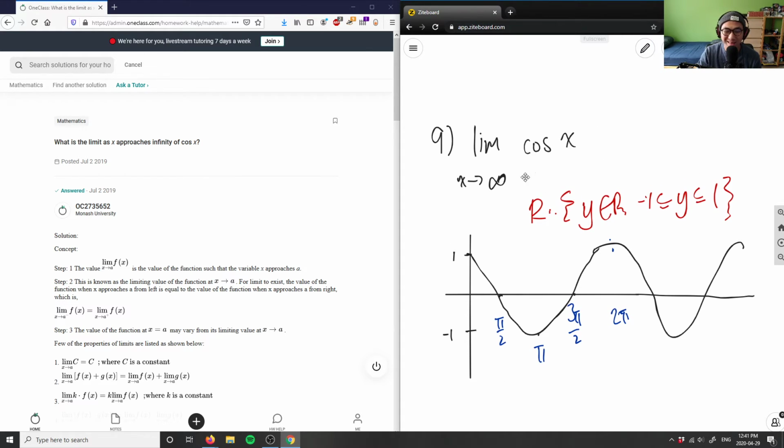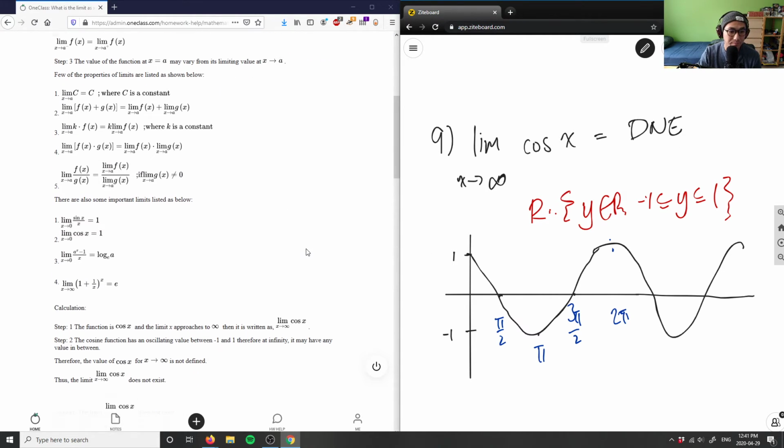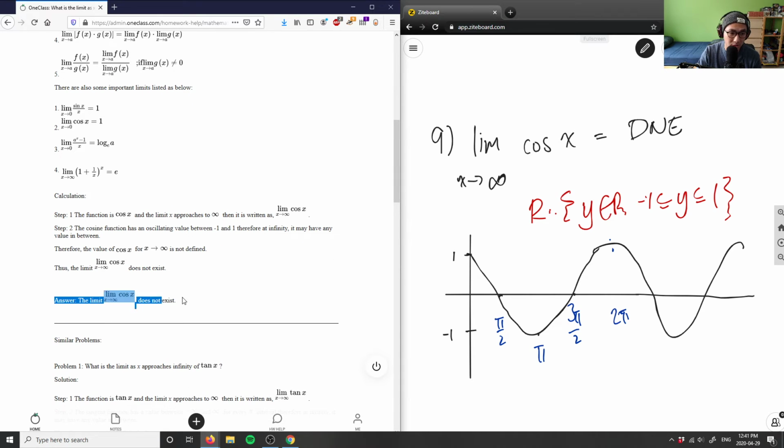So when we're talking about the limit as x approaches infinity of cosine x, there's actually no limit. The limit does not exist here. I'm going to say DNE, or does not exist, because it does not converge to a specific number. I can't write down a specific number because it oscillates from 1 to -1, so it does not approach a specific number. So the answer here: the limit does not exist.